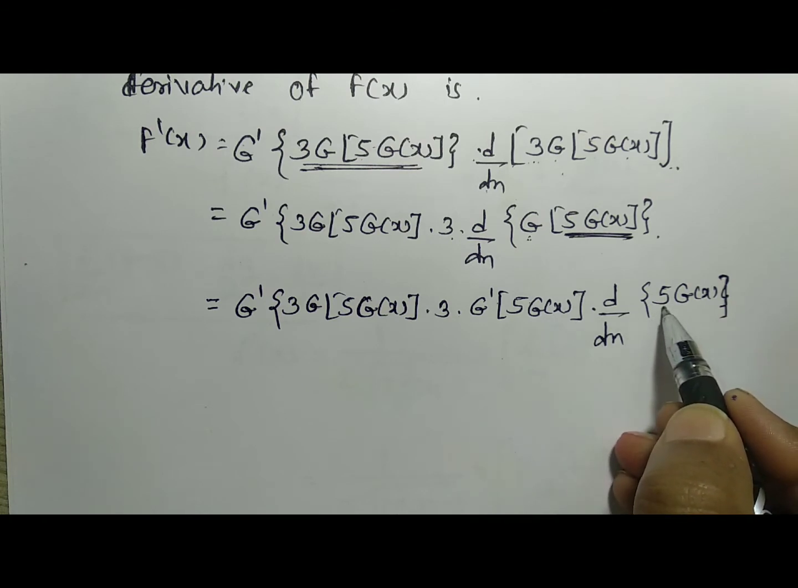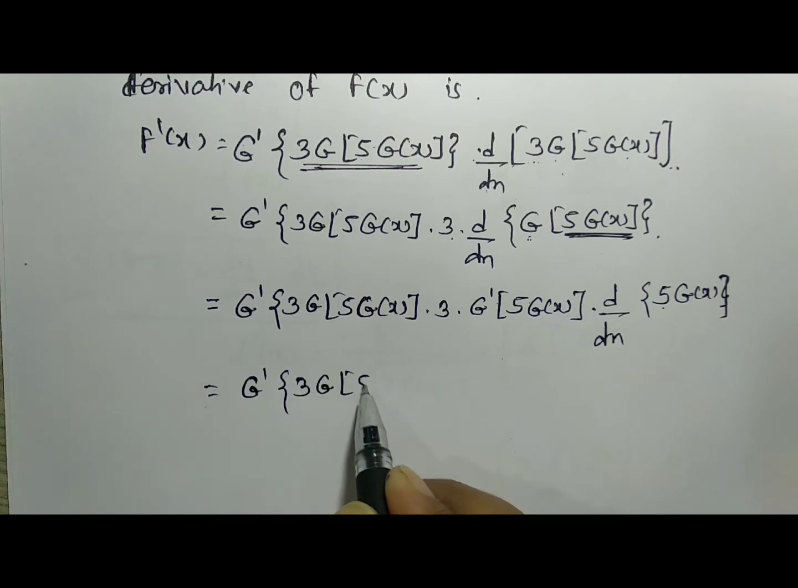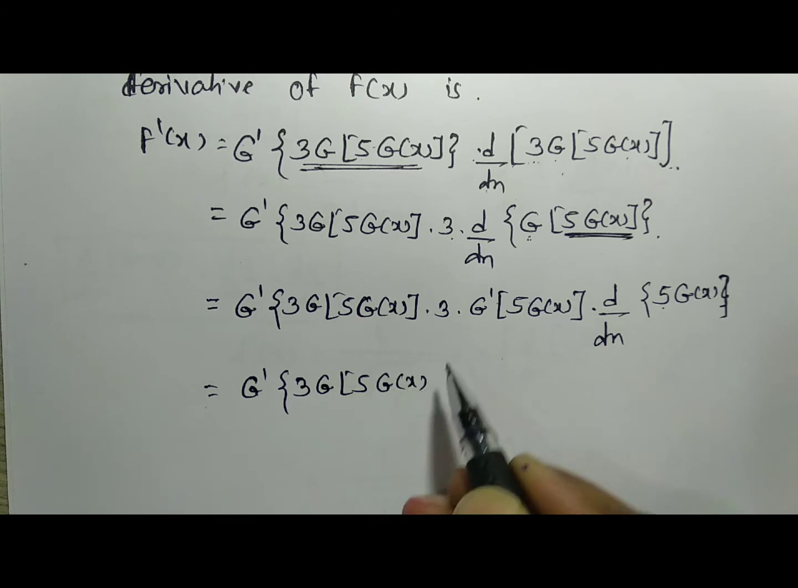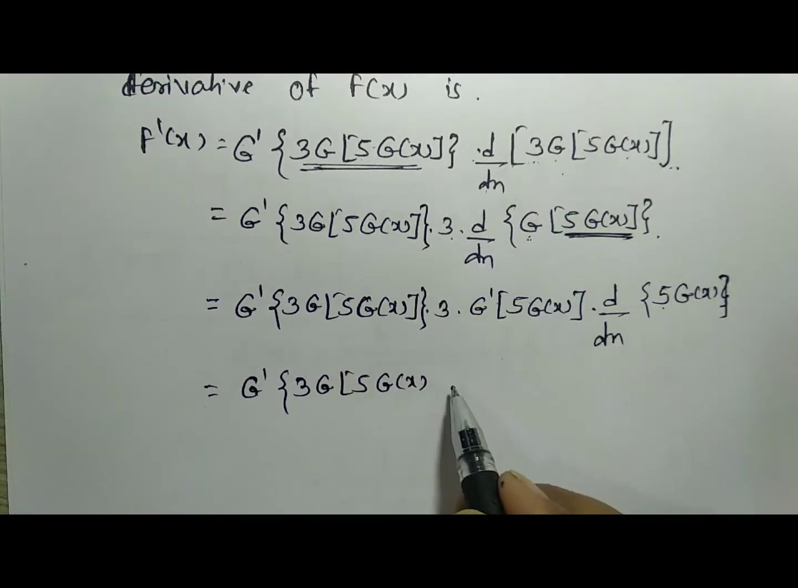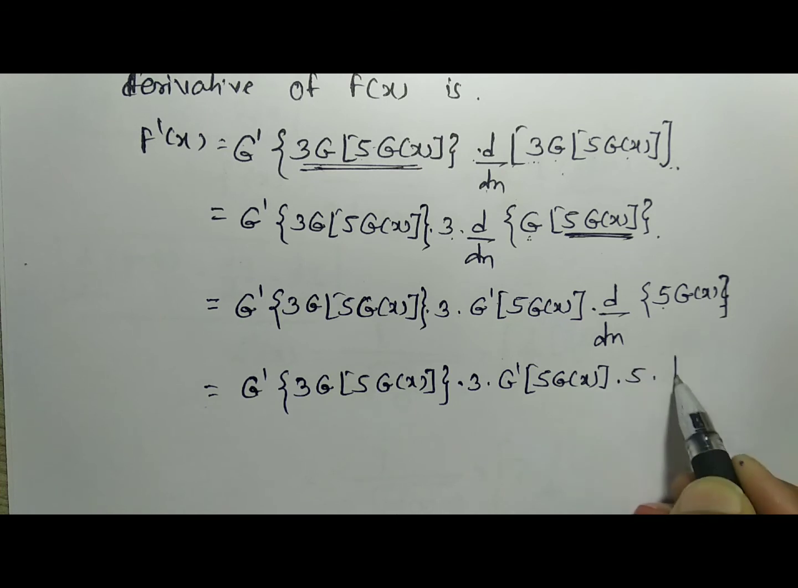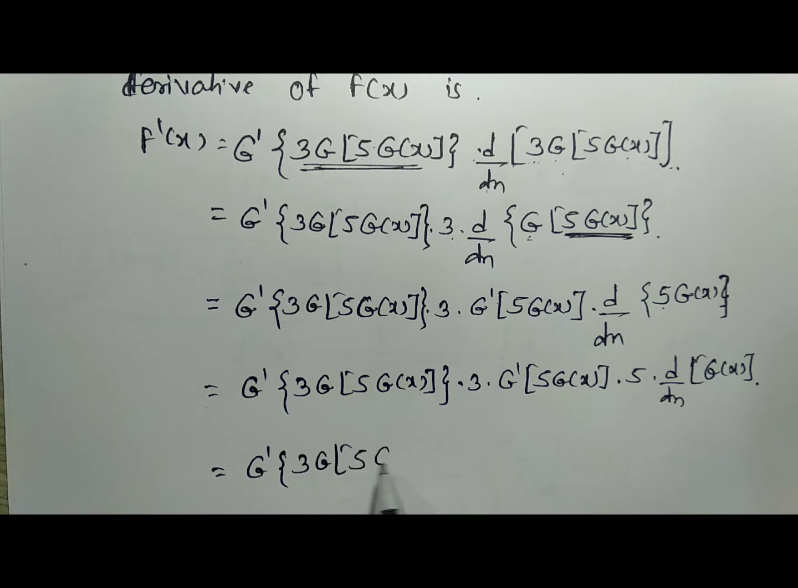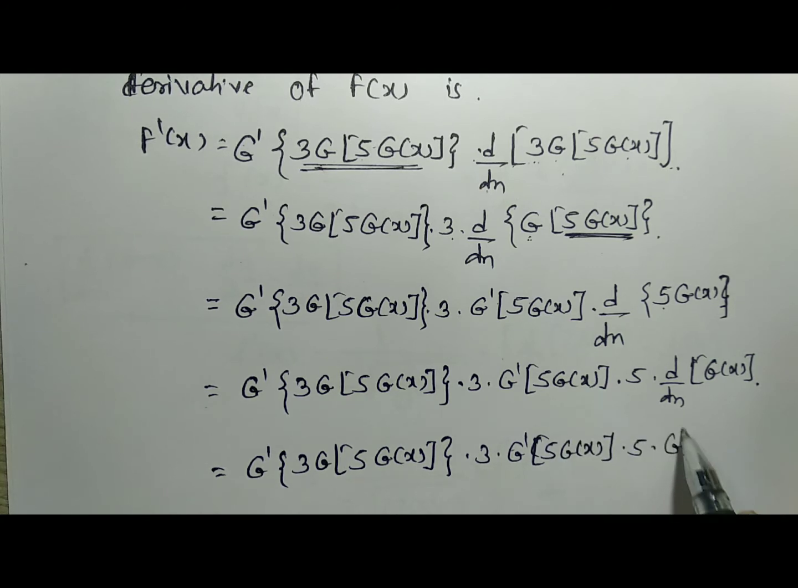Once again 5 is a constant and is taken outside the derivative, and you get g' of 3g of 5g of x into 3 into g' of 5g of x into 5 into d/dx of g of x, and the derivative of g of x is nothing but g'(x). Therefore, g' inside the bracket 3g of 5g of x into 3 into g' of 5g of x into 5 into g'(x) is here.